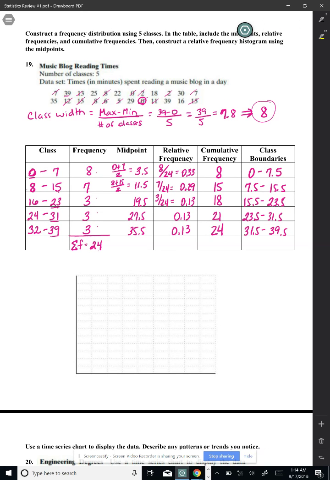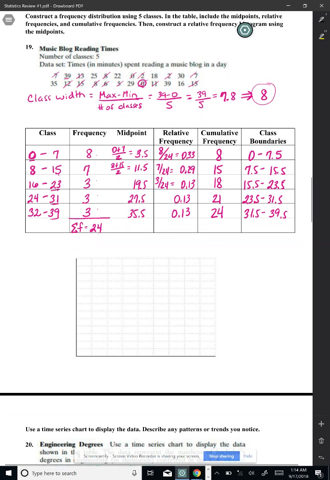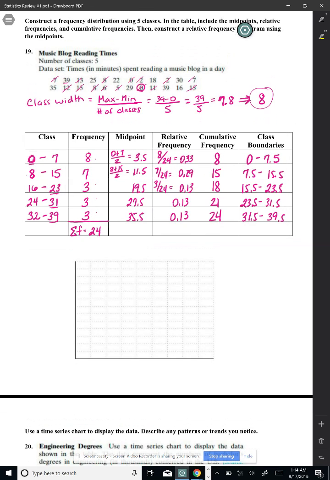Okay, to create the relative frequency histogram, you can create a frequency histogram, which would just include how many of each entry there are within the classes. And then you could create a relative frequency histogram, which does the percentages, and that's the one we're going to do. On these, we're going to use the midpoints. Instead of writing 0 to 7 and 8 to 15, we're going to use the midpoints as our labels.